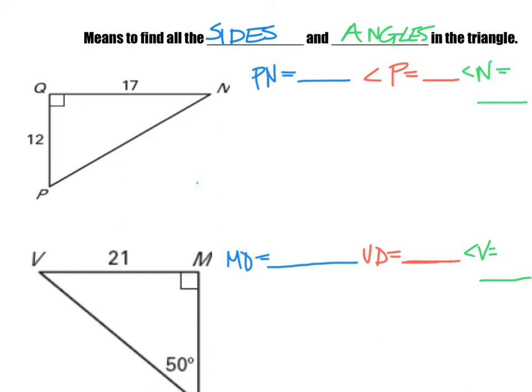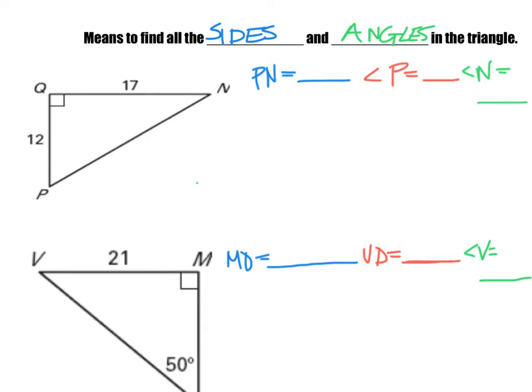Now we're going to learn how to solve a right triangle. When something asks you to solve a triangle, what that means is that you're going to find all the sides and all the angles in the triangle, not just the one that they ask you for that's labeled with a variable. So what I did is I went through with these three triangles and I wrote the things that were missing.